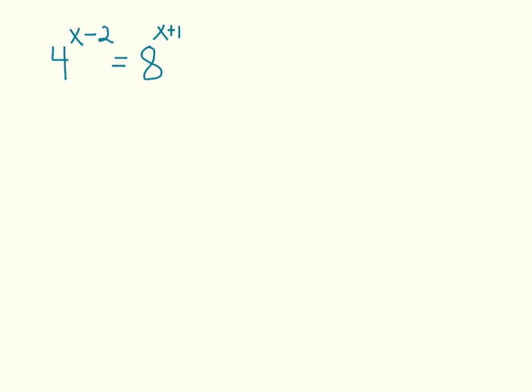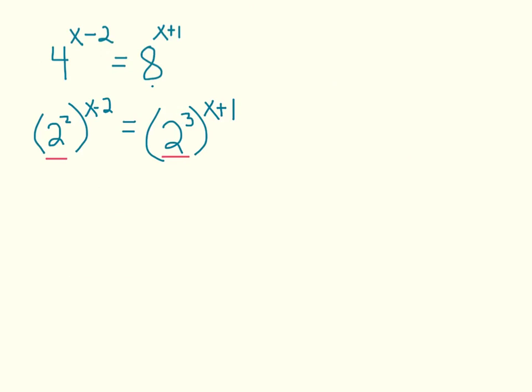Sometimes you're going to have to change both of them. For example, in this case, 8 is not a power of 4, or vice versa. But we know that both of these numbers are powers of 2, so we're going to have to change both of them. 4 is 2 squared to the x minus 2, and 8 is 2 cubed, and then that's to the x plus 1. So notice that this still equals 4, and this still equals 8. We just rewrote it in a different way so that the bases would match.